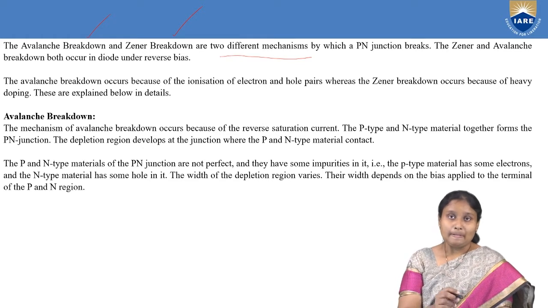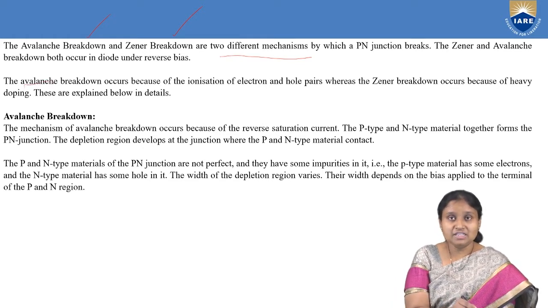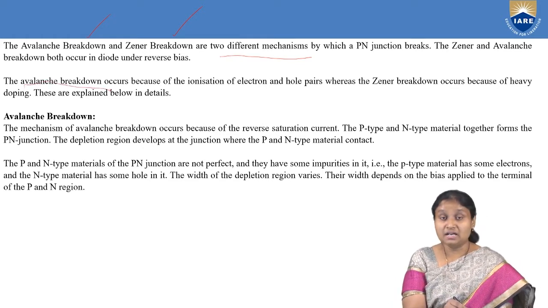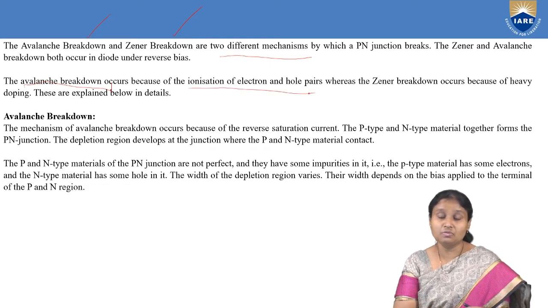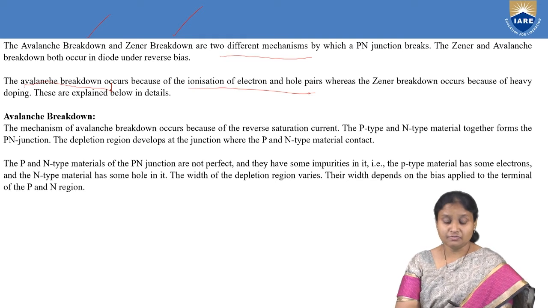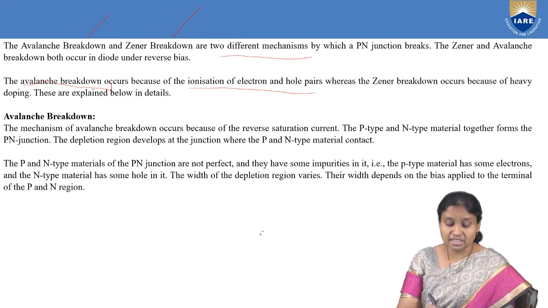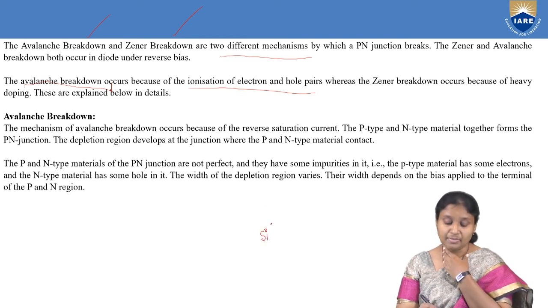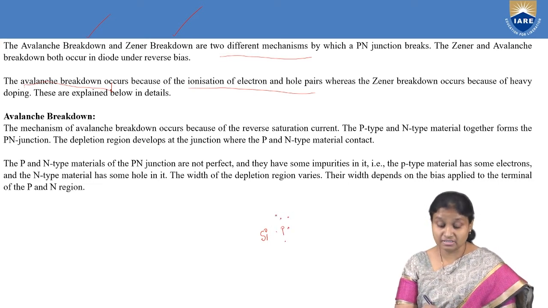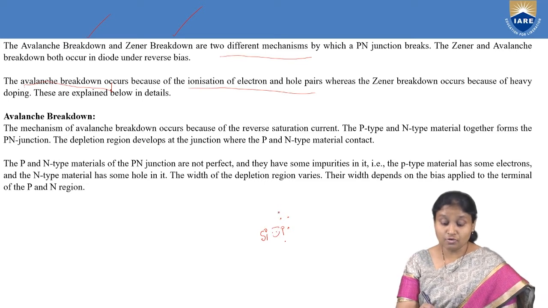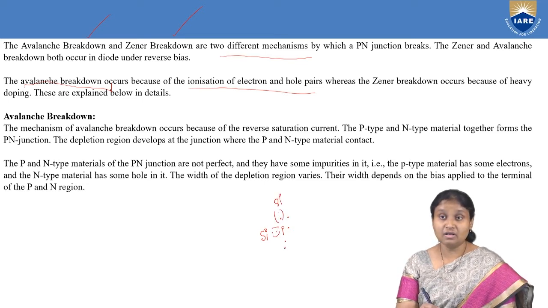And here, as you can see, avalanche breakdown, or the breakdown which occurs in a normal diode, is because of ionization of electron hole pairs. What is ionization of electron hole pairs? Suppose I take a silicon atom and a pentavalent impurity, and this pentavalent impurity has 5 valence electrons. Out of those 5 valence electrons, it forms 4 covalent bonds with adjacent silicon atoms.